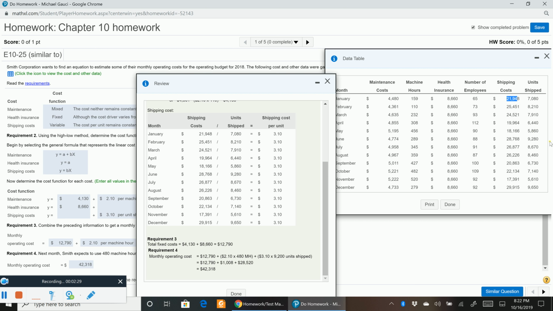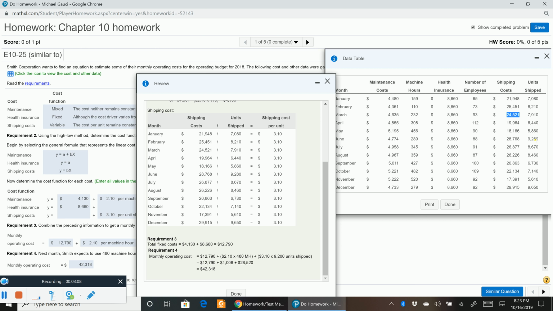So let me test. January, $21,948 divided by 7,080 items shipped. That's $3.10 per item. I'm going to do the same thing with February. 25,451 divided by 8,210. I get the same $3.10 per unit. 24,521. I'm working on March. Divided by 7,910 units shipped. Wow, I get the same $3.10 per unit.